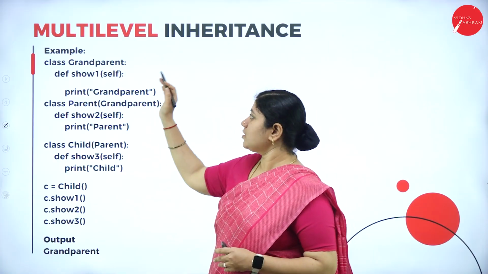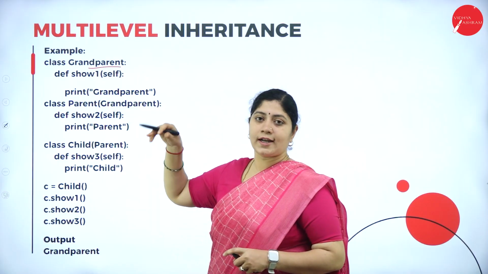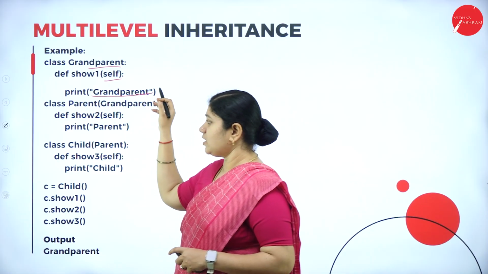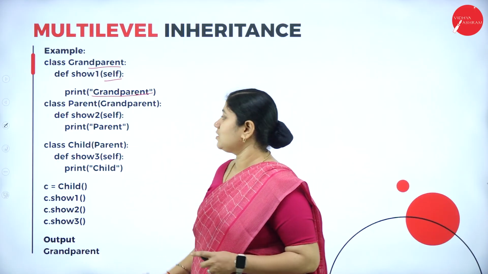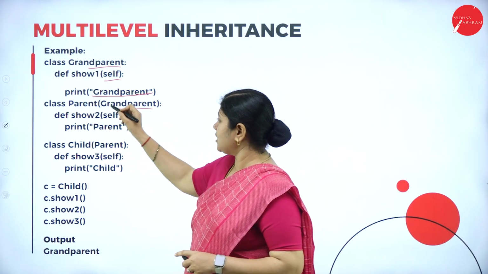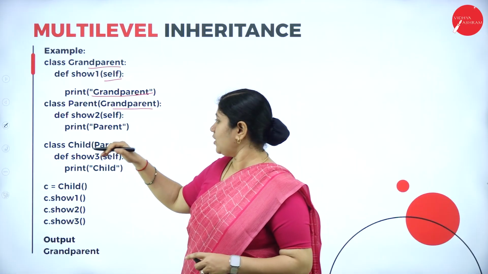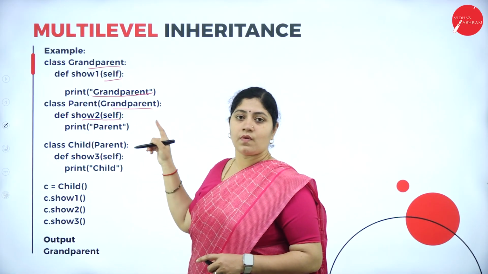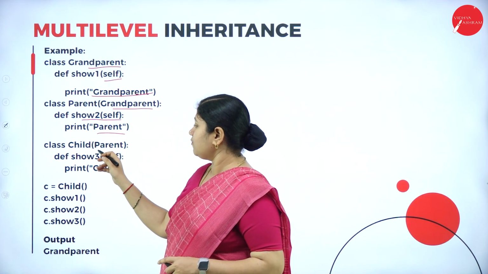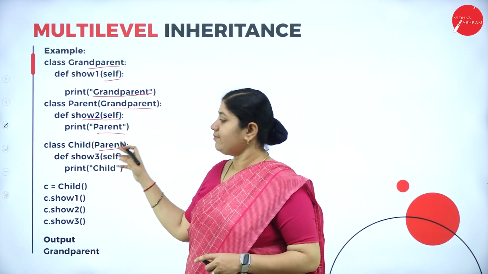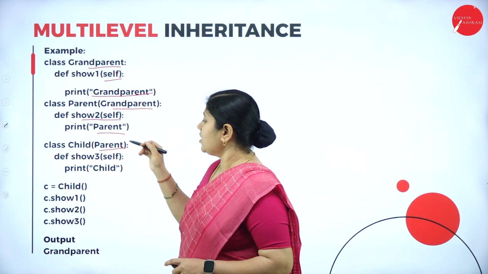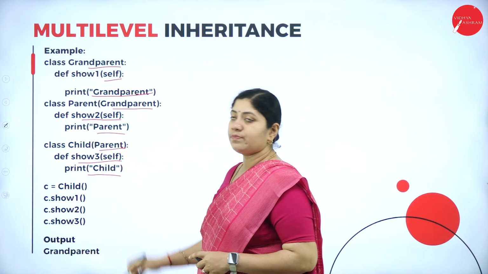Let's see an example for this multi-level. We are dealing with class Grandparent, defining show1(self), and it has to print "Grandparent." Next, one more class is created, Parent. What is the parent class for Parent? It is none other than Grandparent. Again we define show2(self) followed by print "Parent." Then a new class is created, Child, and for this Child, what is the inheritance? The Parent, correct? Next, define show3(self), print "Child."